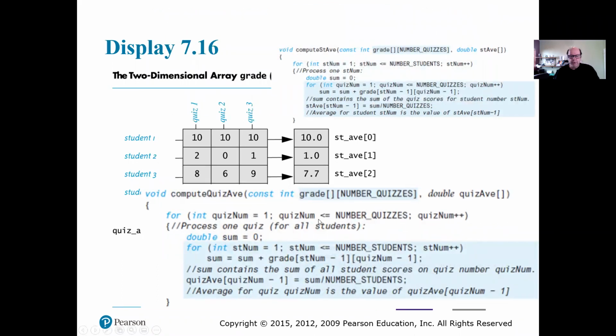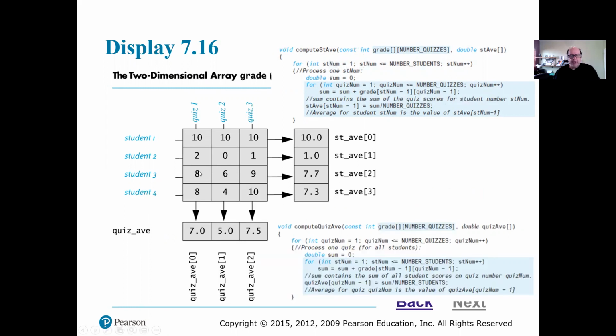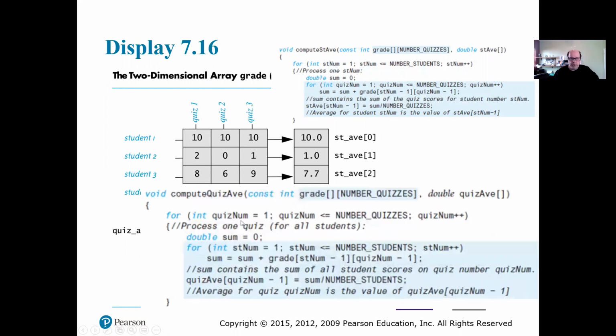Now, for compute quizzes, we are going this way. We're not going through it like the previous one, row by row. In this case, we are going column by column. We are flipping it. That's why this one starts with quiz number, and then the inner loop becomes the student number. So we're basically flipping our for loops. So instead of going this way, we are going this way.